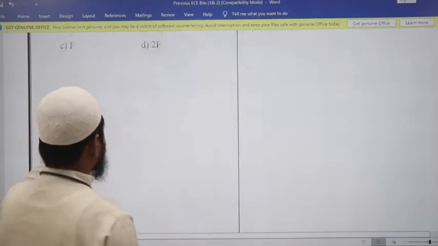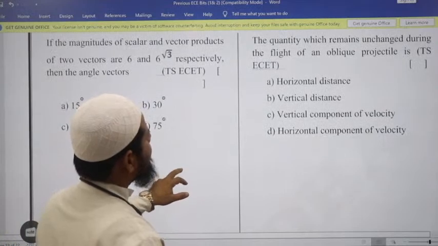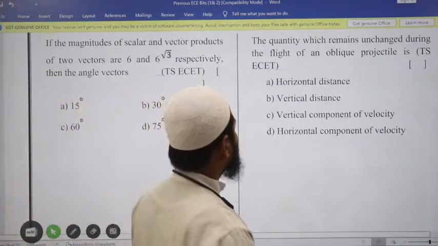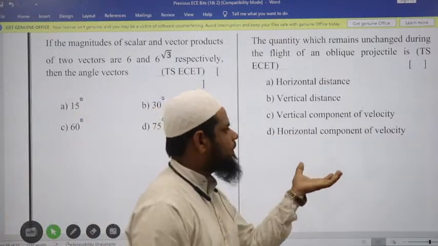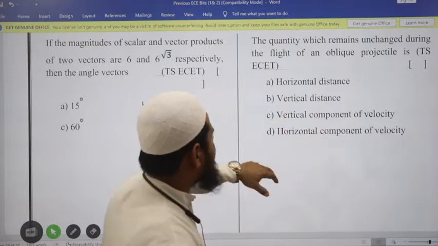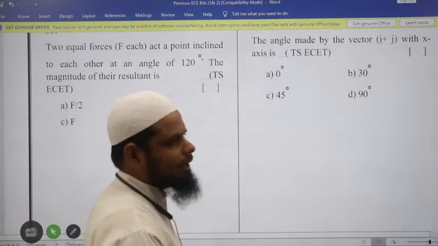Move on to the next problem, 56. This is actually not related to vectors. This is related to kinematics. We'll discuss it later on.